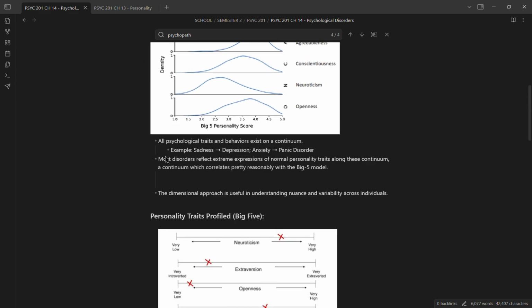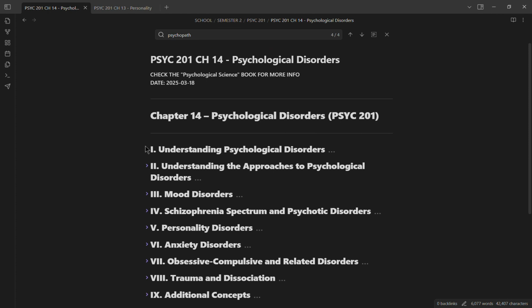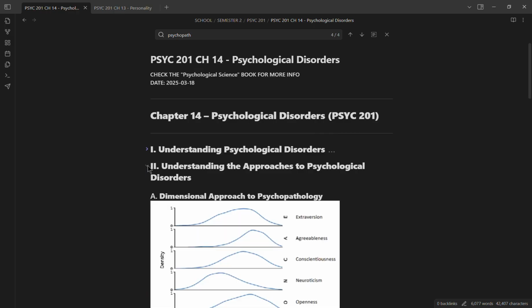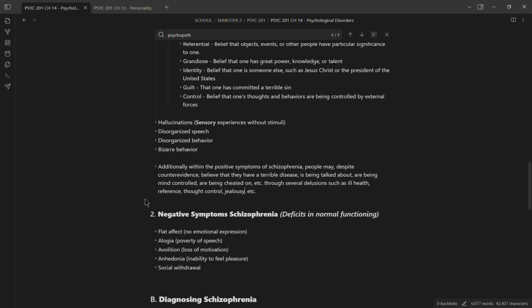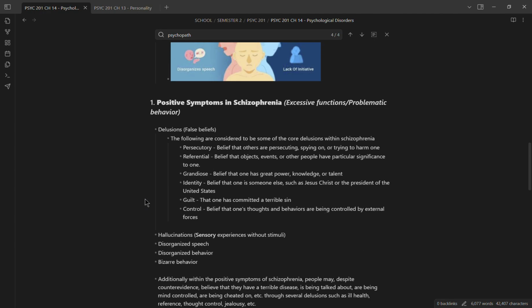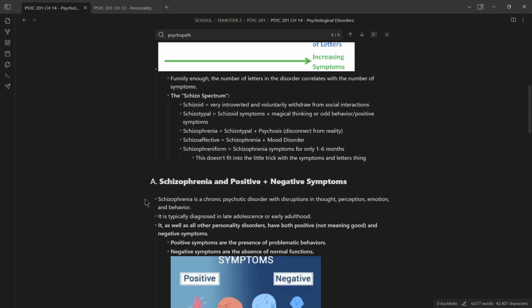So, just to go over what we've gone through again, we talked about understanding psychological disorders and their general definition. We talked about the approaches to psychological disorders with the dimensional and categorical approaches, right? Kind of picking out these symptoms, have-nots or haves, versus it being a continuum. We talked about mood disorders, right? Bipolarism, unipolarism, and we talked about schizophrenia, their spectrum, and psychotic disorders. Positive, negative symptoms.